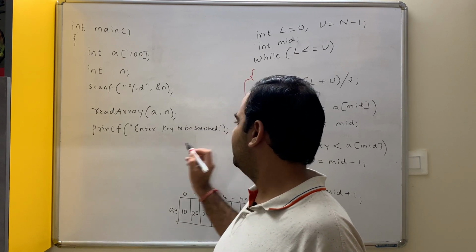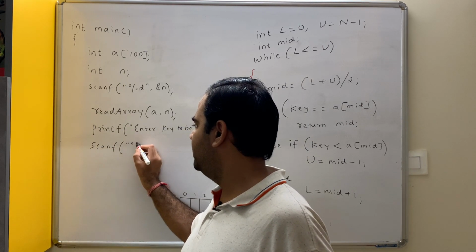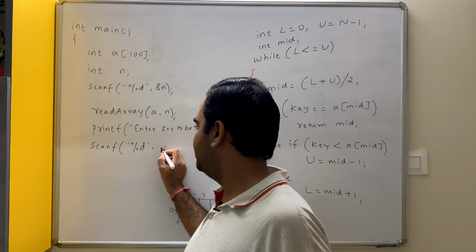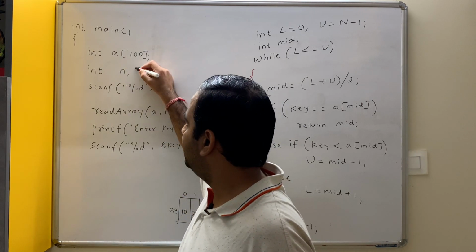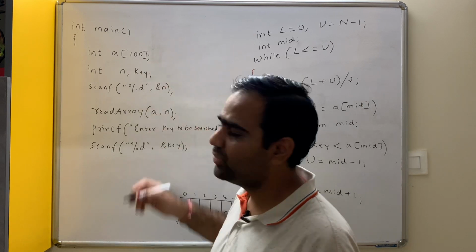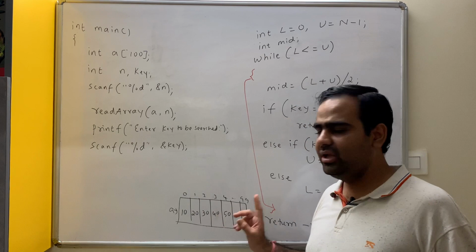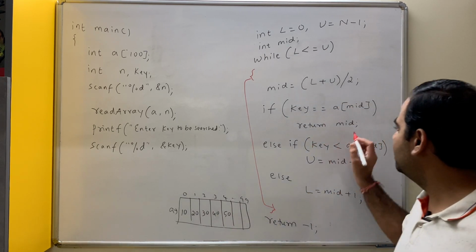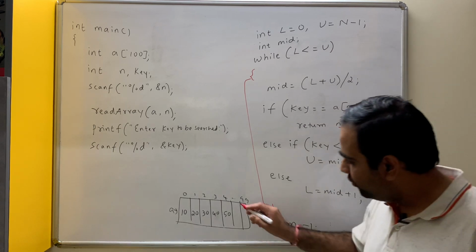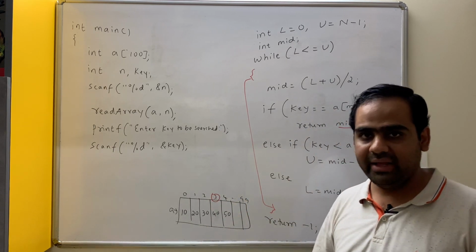Now, how do we read the value of key? We say scanf("%d", &key), and I need to declare a variable called key. Assume that the value of key is 40. What will the function return? The function will return mid. Mid means where, at which index it is found.